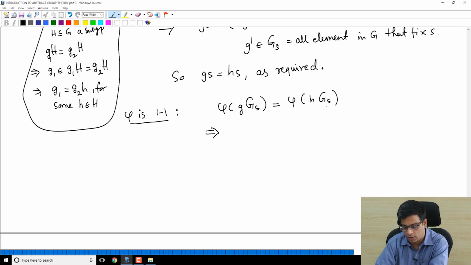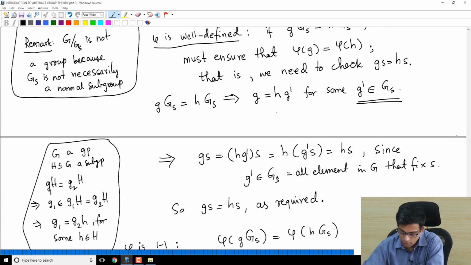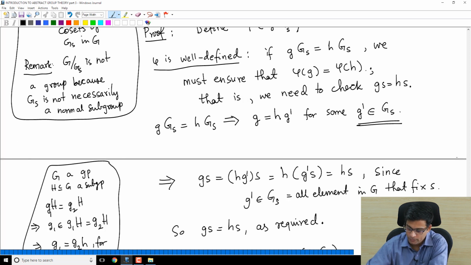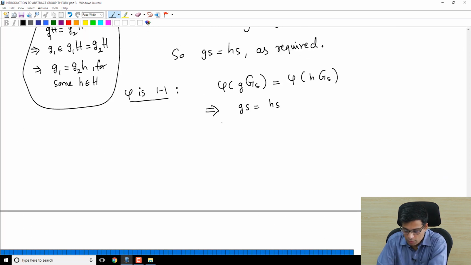Suppose phi of these two elements are equal. Then that means gS is equal to hS, because phi of gGS is just gS. So gS equals hS. But this means, if you now say h inverse gS is S, this is something that we have done before. You multiply by h inverse on both sides on the left hand side. So h inverse gS is equal to hS, h inverse hS, which is S. h inverse g applied to S is S.